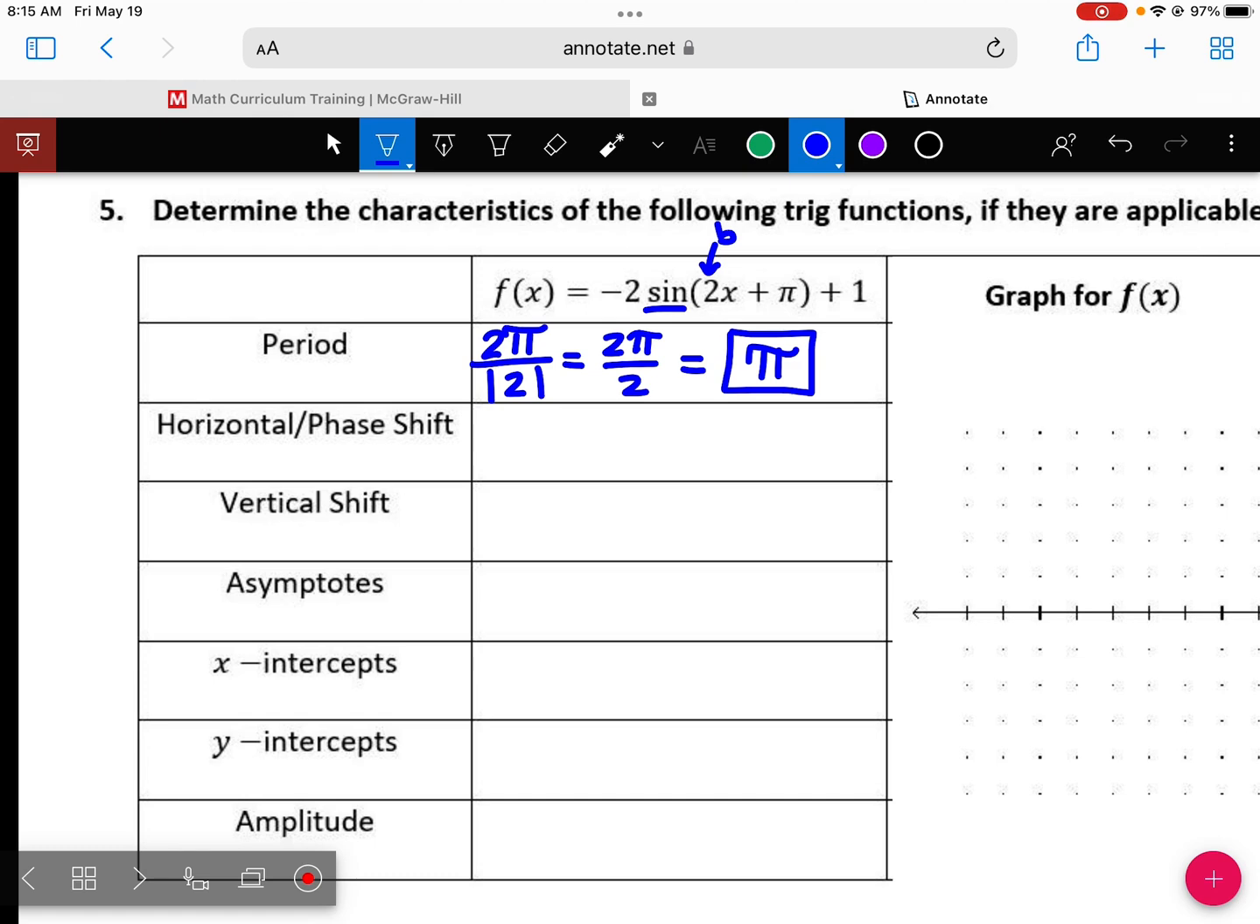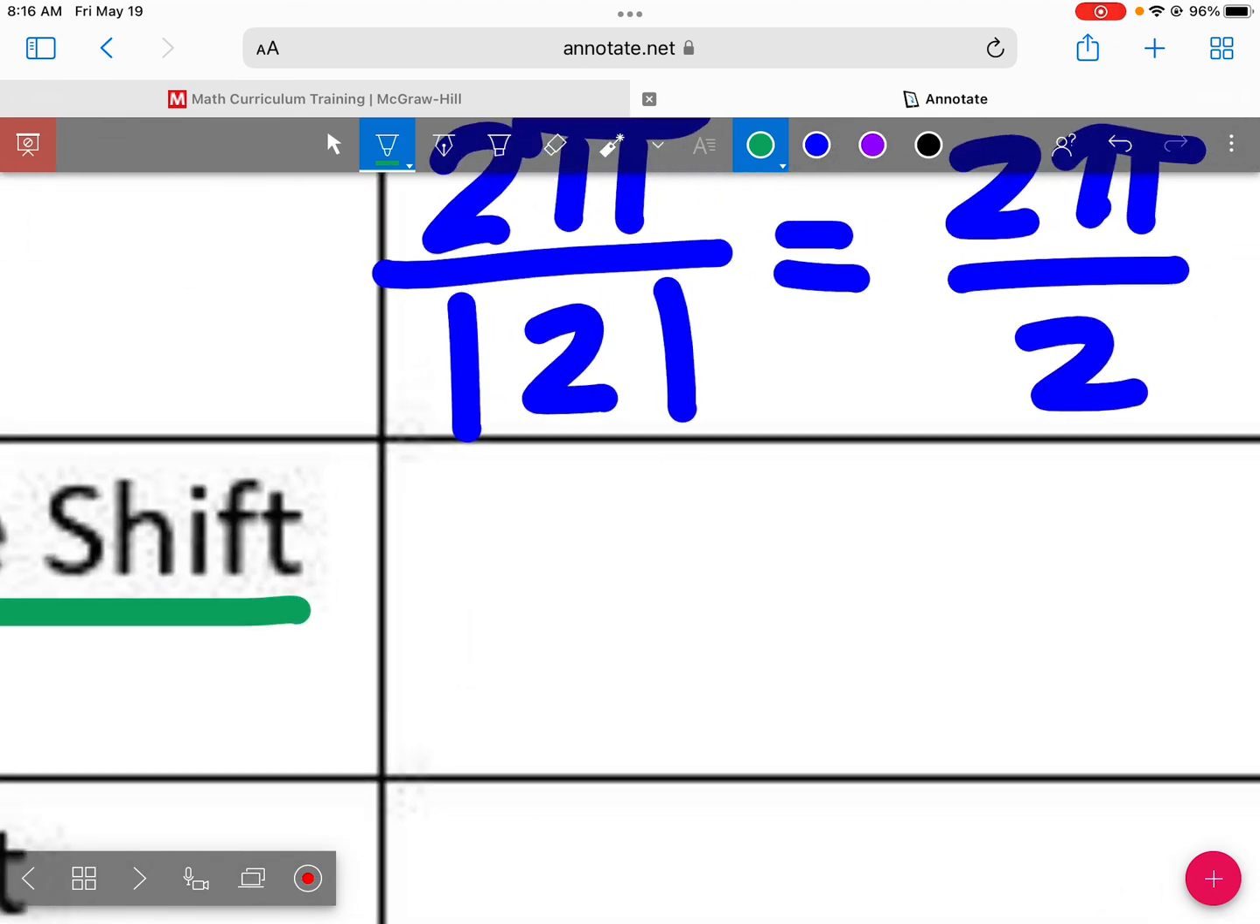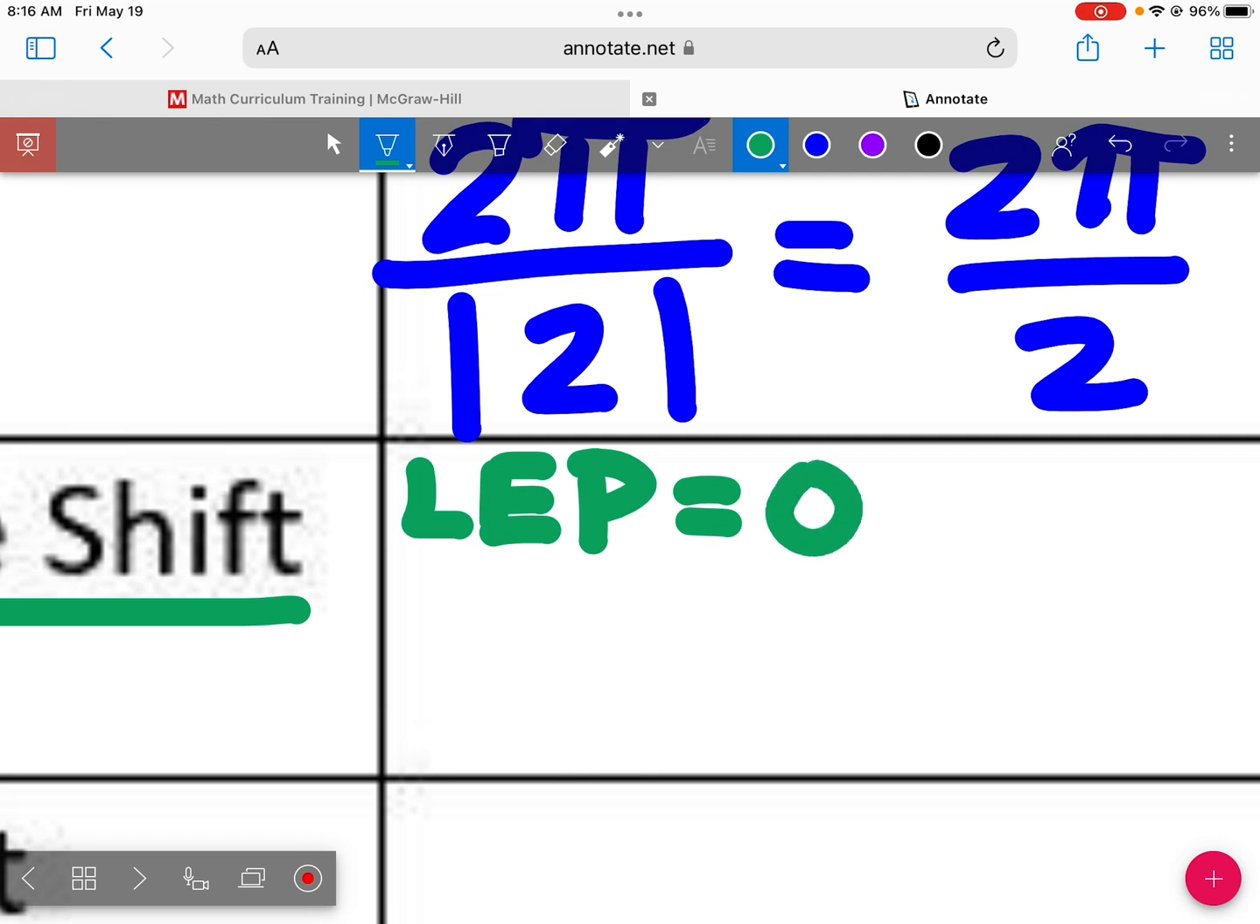Horizontal or phase shift. This is going to be the exact same thing as your left endpoint. We're talking about how far left or right it's been shifted. That is our left endpoint. And the only thing you would need to stick on here is whether it's going left or right. So for the left endpoint, we're going to set it equal to 0 because the parent sine graph starts at 0 radians.